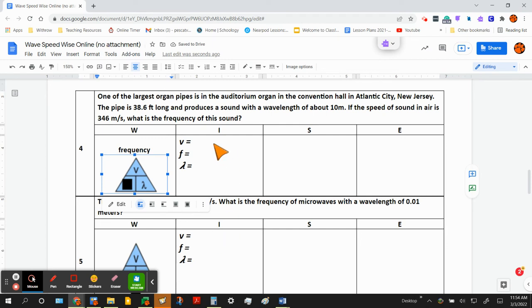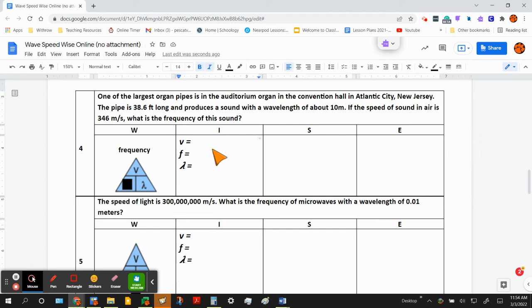So now I'm left to fill in my information. And again, normally we do this on paper, so you have to write out everything, but what's nice about the computer is you can straight copy paste it in there so you don't screw up anything. So it says right here, the speed of sound in the air is 346. Boom. The frequency, again, we don't know because that's what it's asking us to find. And then the wavelength is 10. So it says the wavelength of 10.